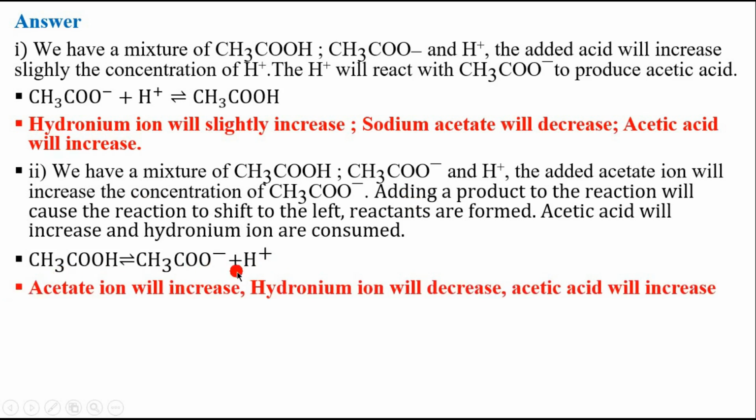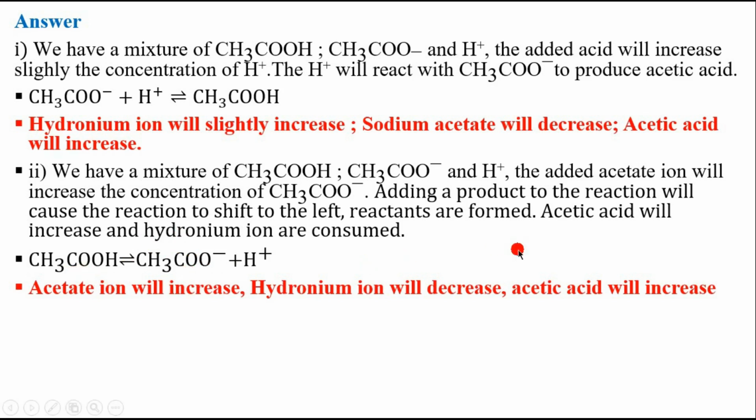Now what will happen if you add the acetate? That means it's like adding the product. Acetate is in the product side, and we are adding acetate. That means the acetate will increase the concentration of the product. Adding a product to the reaction will cause the reaction to shift to the left. That means if the product is increasing, the reaction will shift toward the formation of acetic acid.